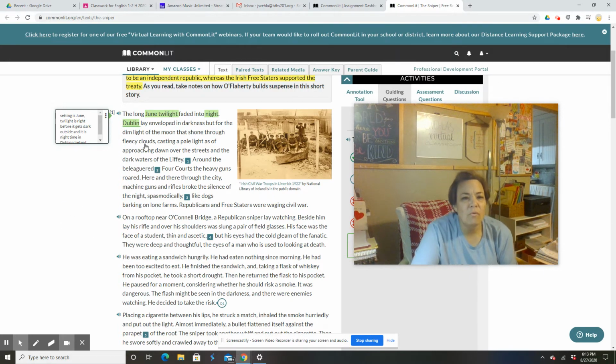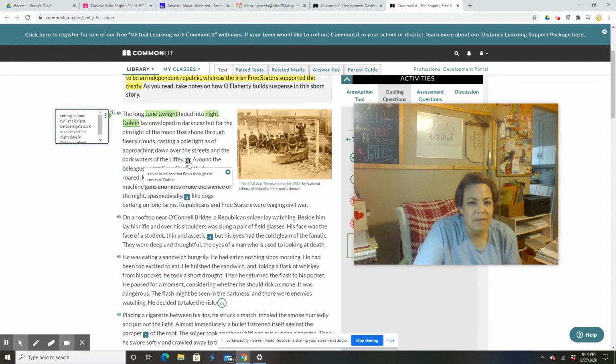Okay, so now we continue. "In darkness, but for the dim light of the moon that shone through fleecy clouds, casting a pale light as of approaching dawn over the streets and the dark water of Liffey." All right, so what did Liffey mean? It means a river in Ireland that flows through the center of Dublin. So this gives us another clue. We're going to put down, and we are also going to take a note over it.